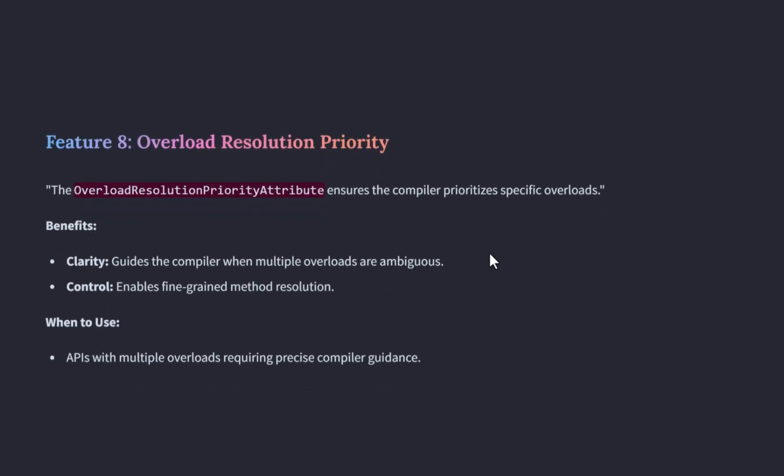Let's move to the next one. We call it overload resolution priority. Ambiguity in method overload resolution made it challenging to select the correct method when multiple overloads exist. The advantage of overload resolution priority is that it enables developers to specify priority for overloads using the OverloadResolutionPriority attribute. It ensures the most appropriate overload is chosen by the compiler, which is going to reduce errors. When to use it? In libraries with multiple method overloads, and when introducing new overloads while maintaining backward compatibility.